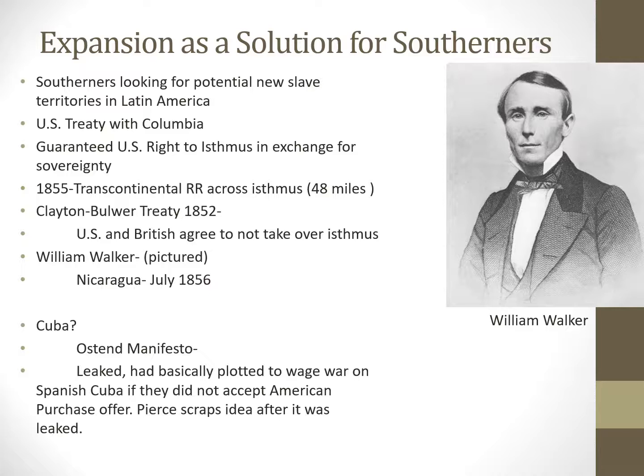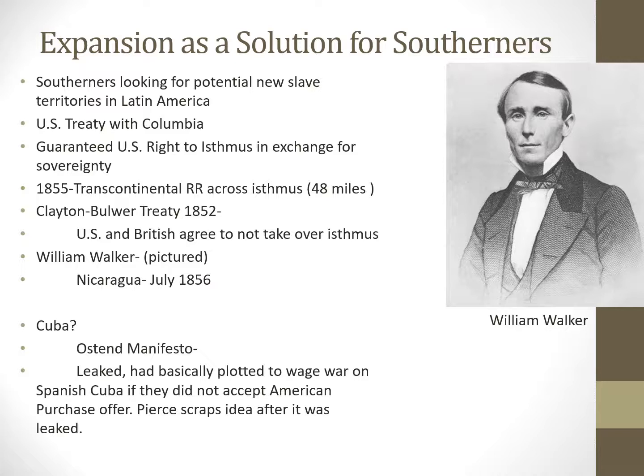William Walker, a Southerner who was born in Nashville, Tennessee, pictured here, actually went into Central America and the Caribbean, doing what they called filibustering, not the same as in politics. He went to Nicaragua and made himself president of Nicaragua. He was the technical president of Nicaragua from 1856 to 1857. He is ultimately fought and defeated by the Central Americans, and he was executed by firing squad by the Hondurans in 1860.